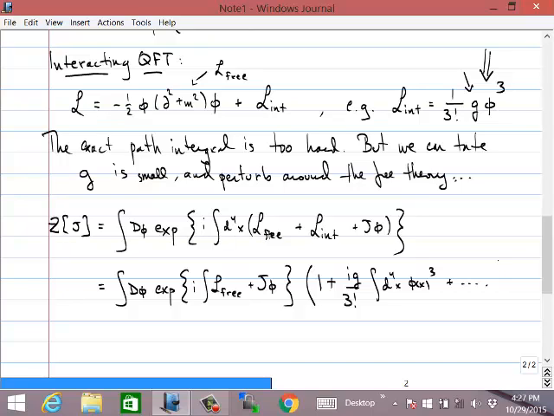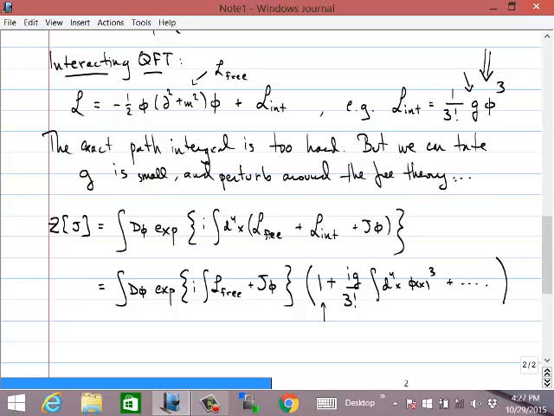Well, of course, that leading term there, we know how to compute. That's just the term in the free theory where g is set equal to 0. But what's that linear term? Well, that linear term just involves an insertion of 3 phi's in our path integral.